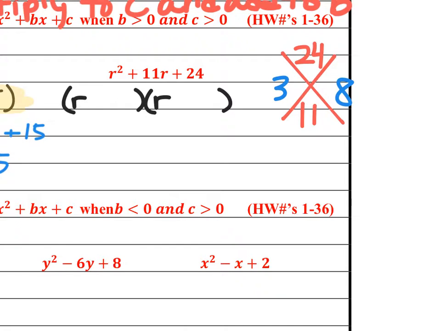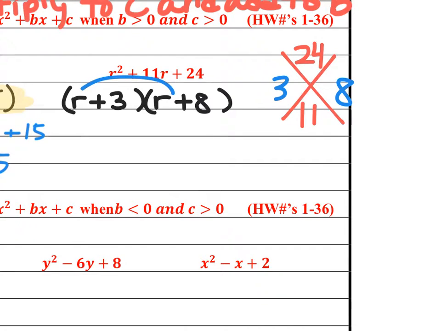Plus 3 or plus 8. Yep. It doesn't matter which order you put it, because either way, you should multiply out to get r squared plus 11r plus 24. We can check it real quick. I might just do it in my head.